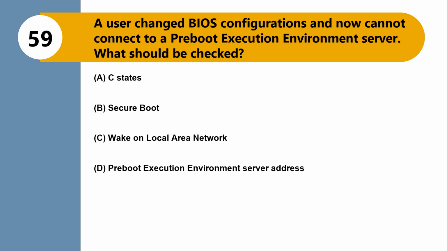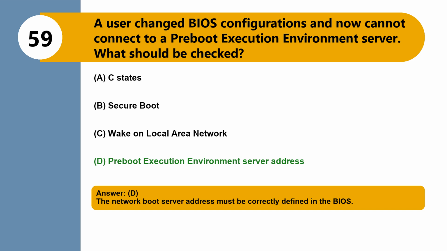Question 59. A user changed BIOS configurations and now cannot connect to a pre-boot execution environment server. What should be checked? Option A, C states. Option B, Secure Boot. Option C, Wake on Local Area Network. Option D, Pre-boot Execution Environment Server Address. The correct answer is option D, Pre-boot Execution Environment Server Address.